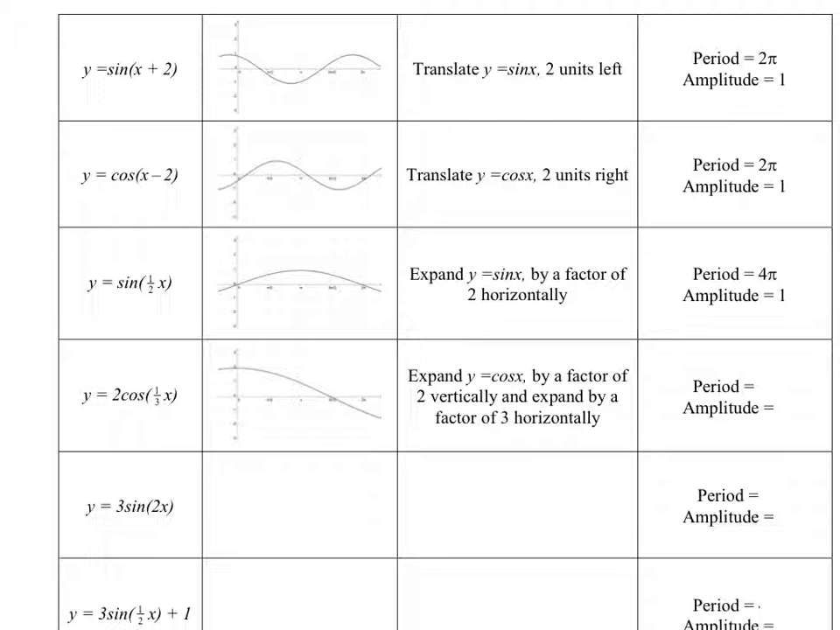Okay, so in this case here, the period is 6 pi, and the amplitude is 2.